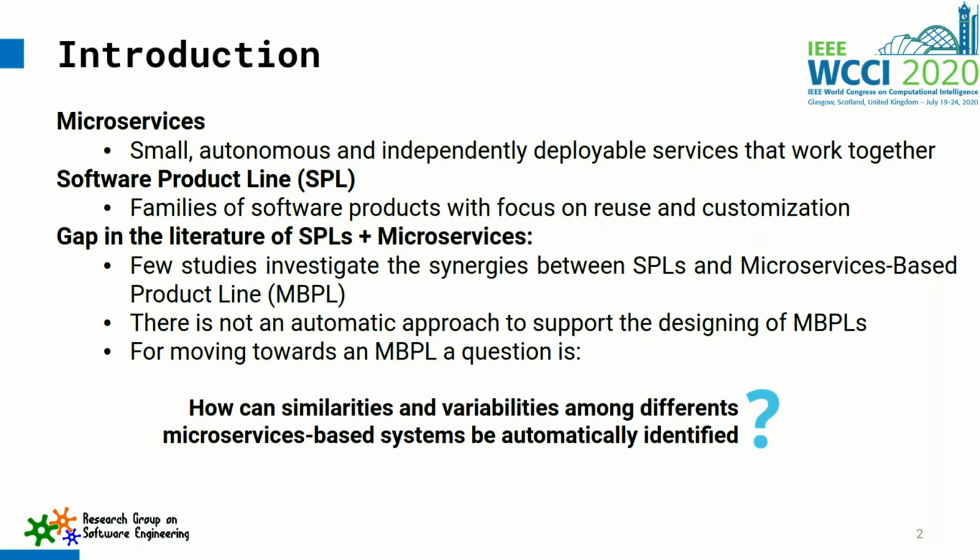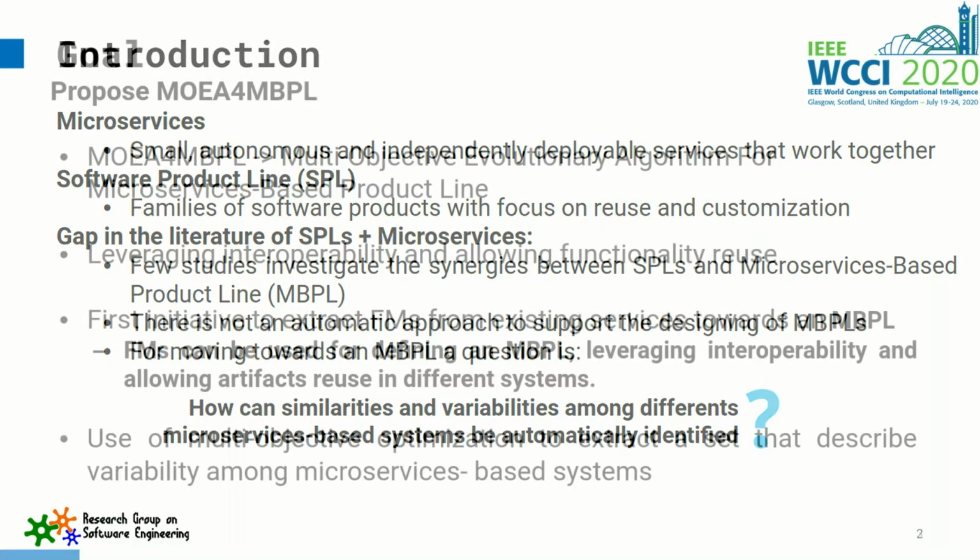Despite the synergy between these two concepts, we can observe in literature only a few works investigating this synergy. Still, there is not an automatic approach to support the designing of microservices-based product lines. On the way towards a microservices-based product line, we want to answer this question: how can similarities and variabilities among different microservices-based systems be automatically identified?